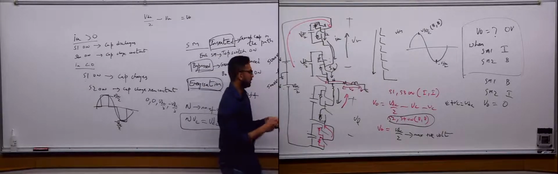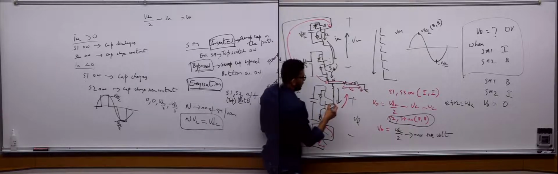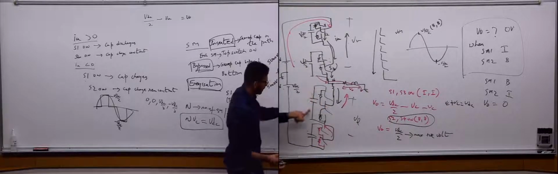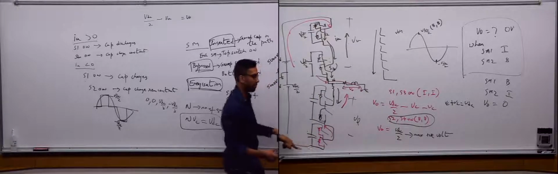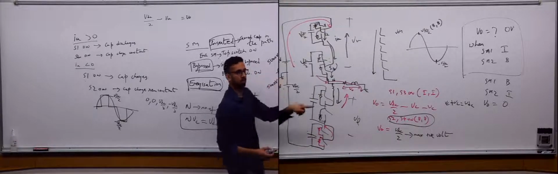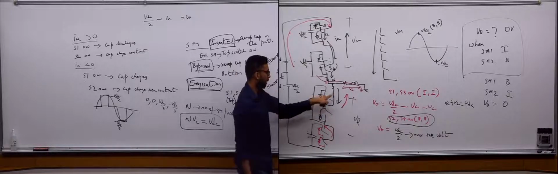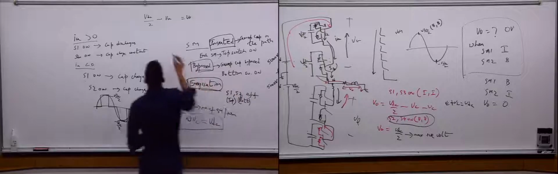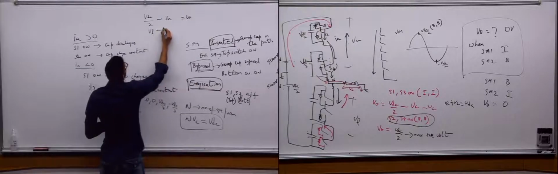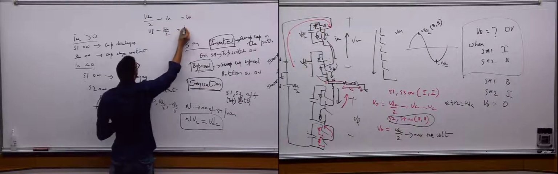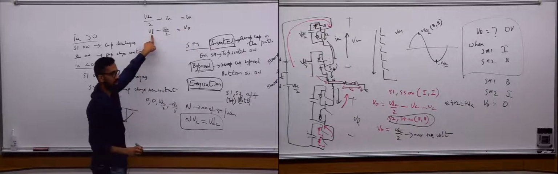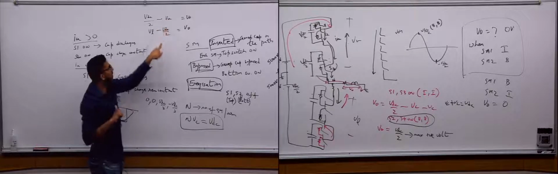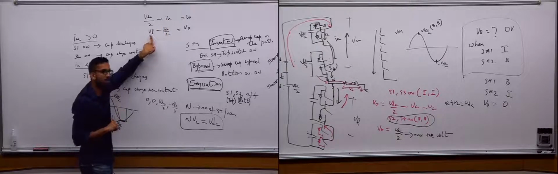Is that clear? So let's say this is inserted and this is inserted, then VC plus VC minus VDC over 2 is VO. What happens when both are bypassed? It is minus VDC over 2. So that is VL minus VDC over 2 is VO. So when both are bypassed, VL is 0. When both are inserted, VU is VDC. When both are inserted, VL is VDC.